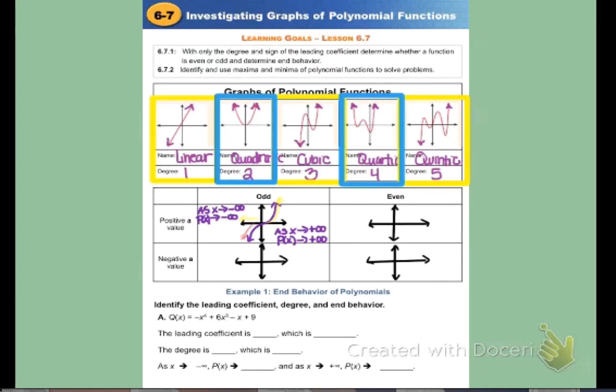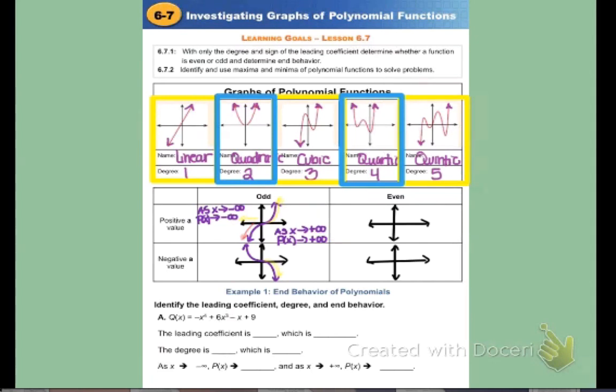Now if I wanted to look at an odd function that would have a negative a value, in other words, a negative number in front of the x cubed term, then that cubic graph would look like this. As I was going to the right of the y-axis, that part of the graph would be decreasing, so it would look something like this. Again, as I'm to the right of the y-axis, this graph is actually decreasing.